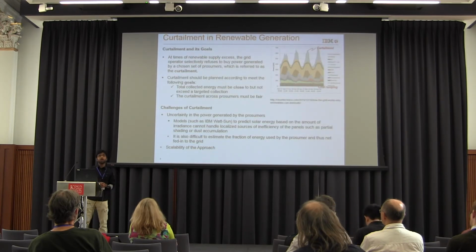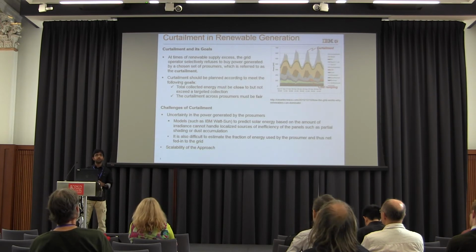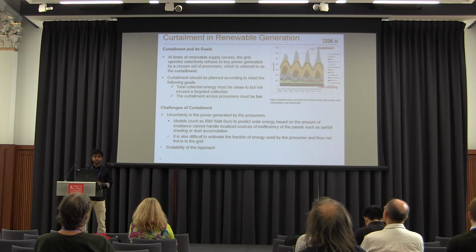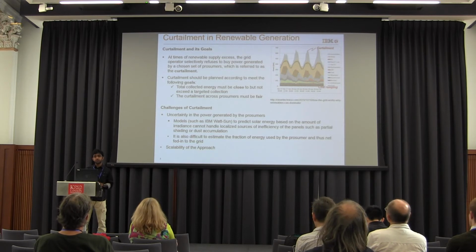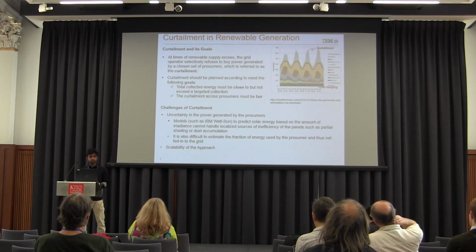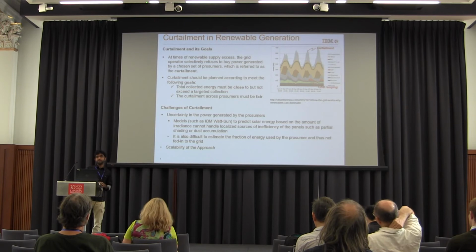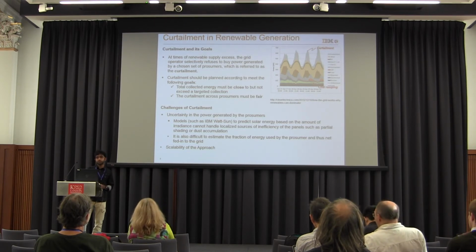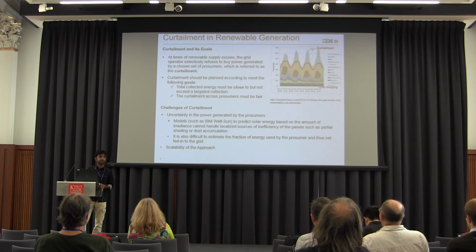To ensure stability of the grid and to ensure defined network constraints, the utility company at any given point of time has some maximum intake energy capacity from all the prosumers. So basically, at times of renewable supply excess, the grid operator selectively refuses to buy power generated by a chosen set of prosumers, which is referred to as curtailment.